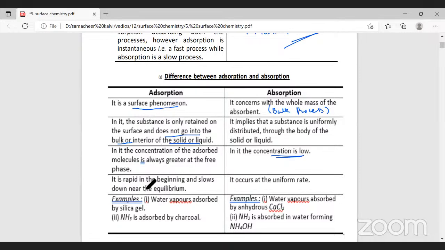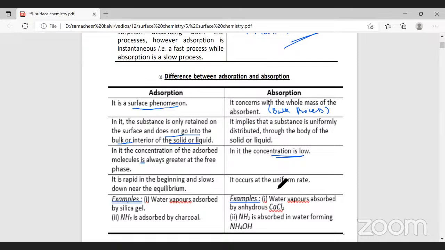Adsorption is rapid in the beginning and slows down near equilibrium. As I told you, with a new duster, when you erase what is written on the board, the board is perfectly clean. On repeatedly using the same duster, some chalk particles remain on the board because the process has become slow. Most of the surface of the duster will be covered by chalk, so the adsorption process becomes slow. So it is rapid in the beginning and slows down near equilibrium.